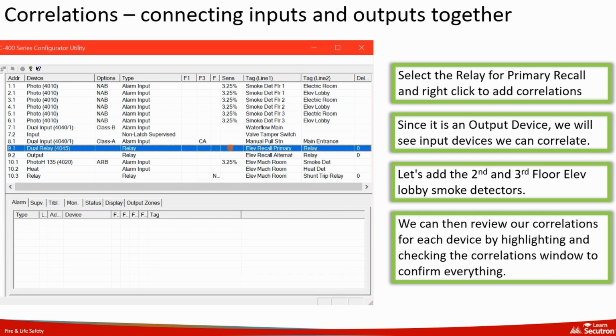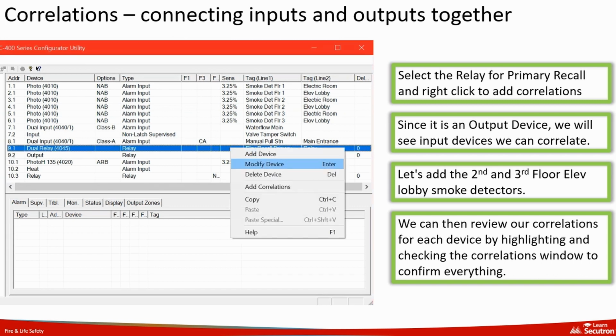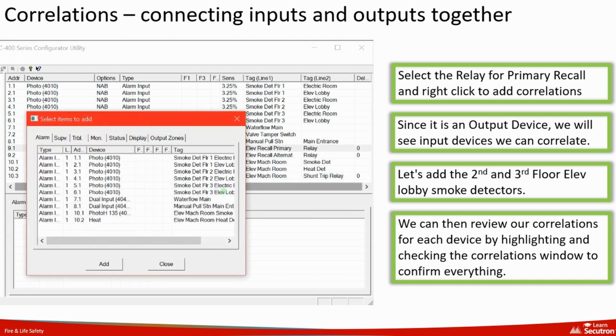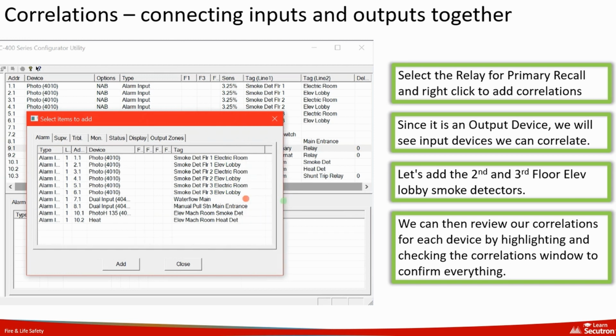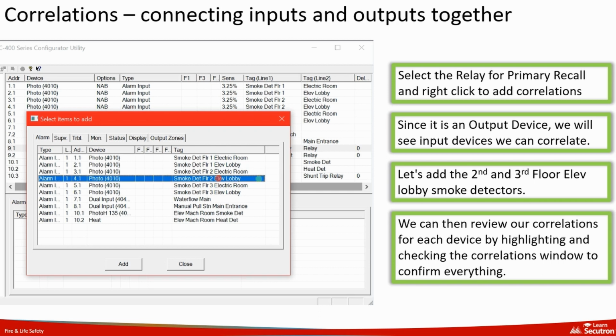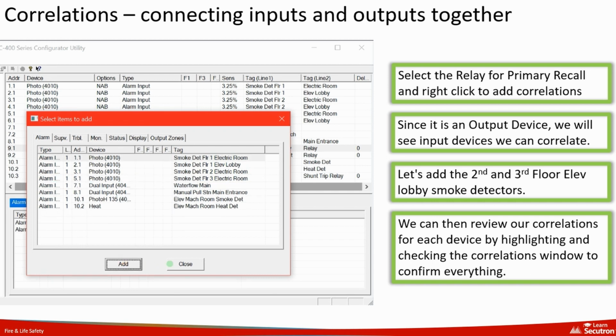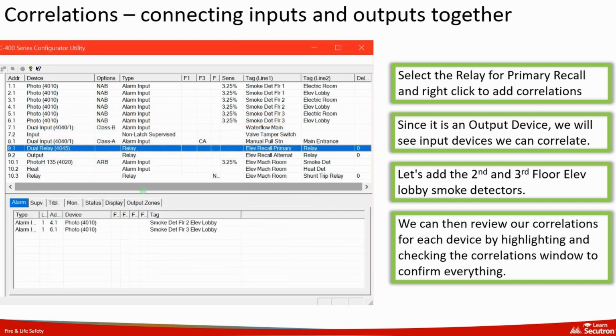Select the relay for primary recall and right-click to add correlations. Since this is an output device, we will see input devices that can be correlated. Let's add the second and third floor elevator lobby smoke detectors. We can then review our correlations for each device by highlighting and checking the correlations window to confirm everything is looking good.